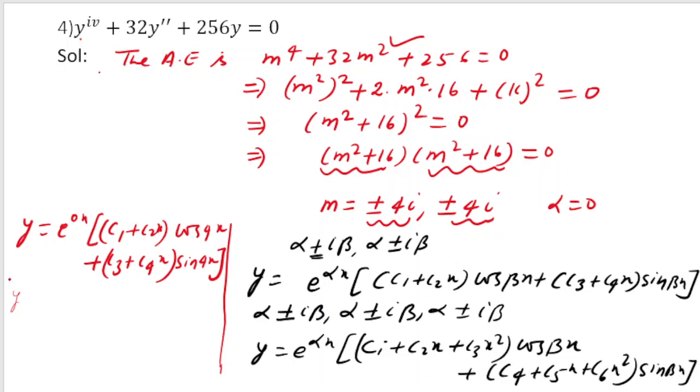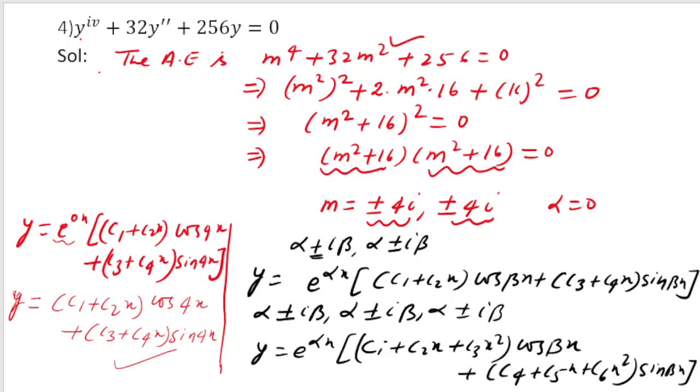So, just to make it look better, let me write the solution one more time. So y is equal to (c1 + c2x) cos 4x plus (c3 + c4x) sin 4x. So this is the general solution. I have just rewritten it to make it look better.